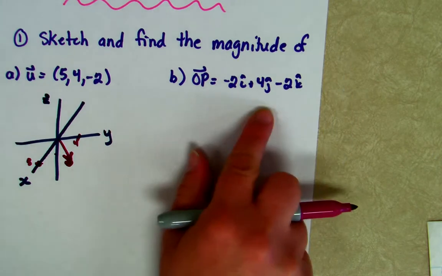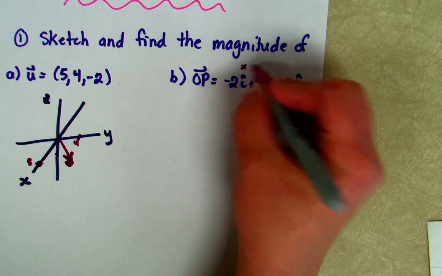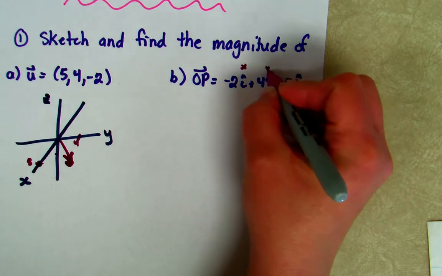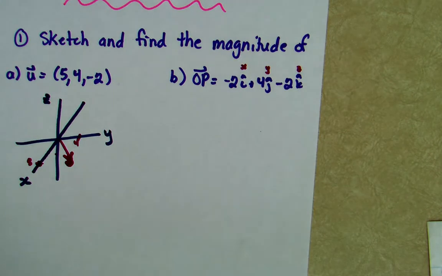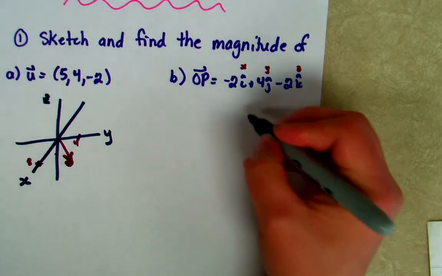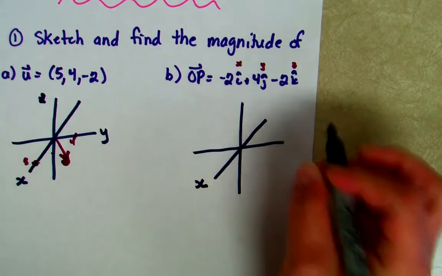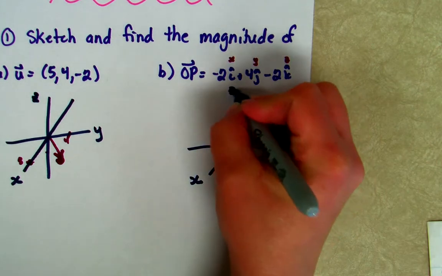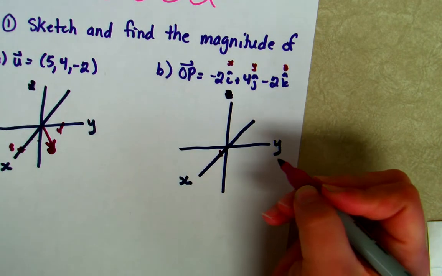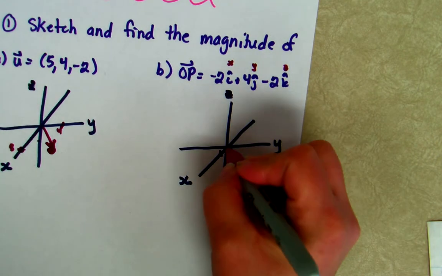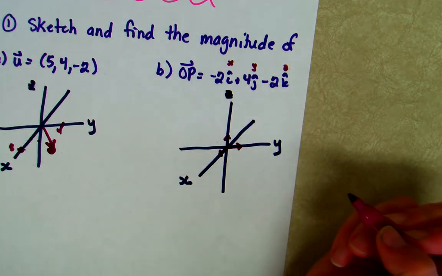Now, unit vector notation is the exact same. I represents the unit vector in the direction of X. J represents the unit vector in the direction of Y. And K represents the unit vector in the direction of Z. So I'm going to give myself my axes. X, Y, Z. So J would be a little unit vector there. Sorry, I would be on X, J would be on Y, and K would be on Z.